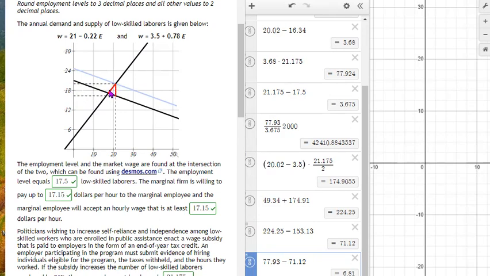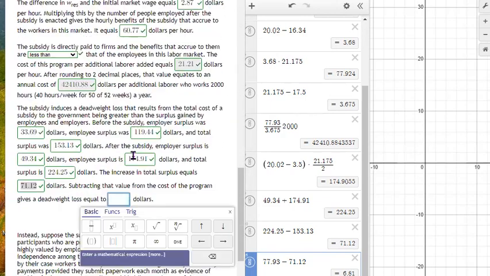If you subtract this red triangle from this rectangle, you get the increase in total surplus, which is a weird-looking shape. It's a five-sided shape: 1, 2, 3, 4, 5. This five-sided shape is the increase in total surplus. The rectangle is the cost of the program, and their difference is what we call deadweight loss. And the deadweight loss is 66.81.